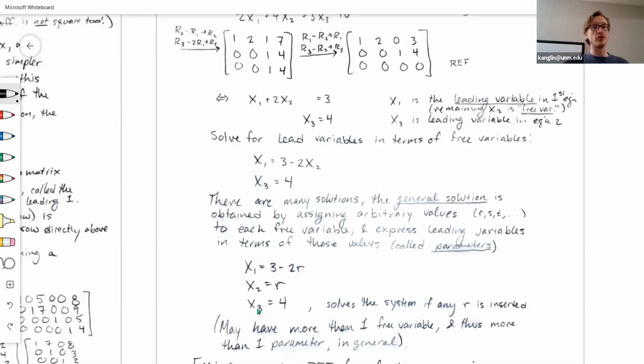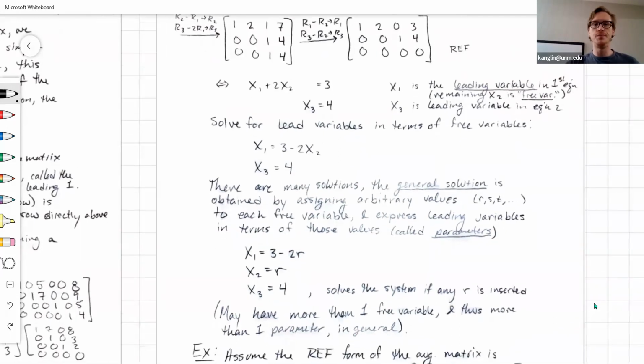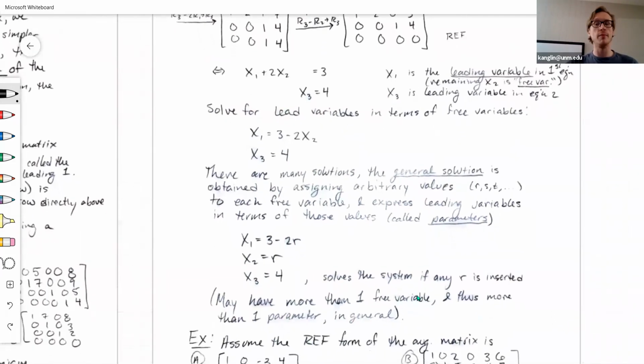We call this a parametric description because this arbitrary value for R that we replace the free variable with, we call that a parameter in general. And you may have more than one free variable and thus more than one parameter. That's why I listed out a few here, like R, S, and T. In the case that you had more than one free variable, you'd have to use more parameters.